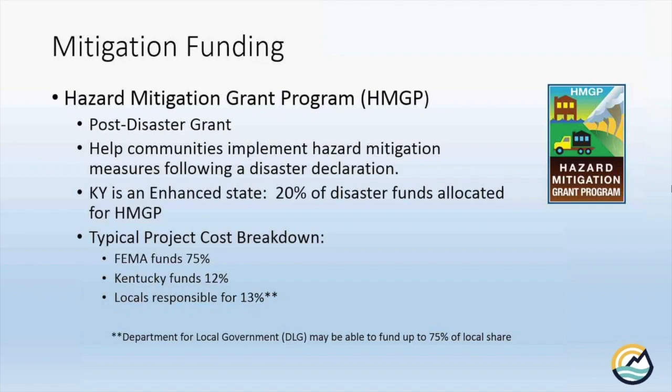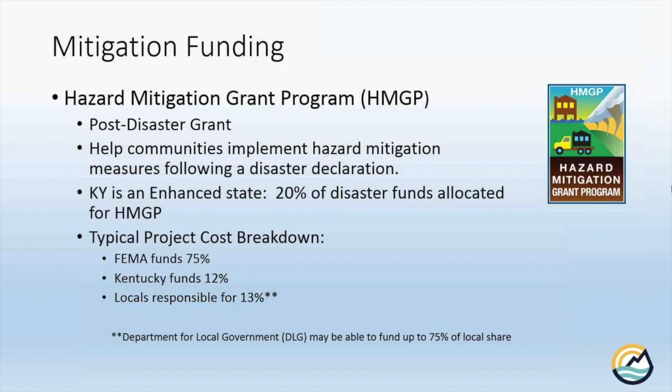State of Kentucky, we kick in 12%, and then the local community is responsible for 13% of the grant. So, to give you an example, say I have a $100,000 house, it got flooded, and I want to buy it out. FEMA kicks in $75,000, Kentucky kicks in $12,000, and then the local community is responsible for 13 grand. So for 13 grand, you're buying a $100,000 house. It's a pretty good deal.